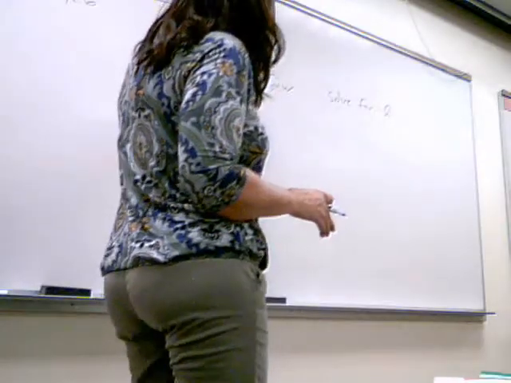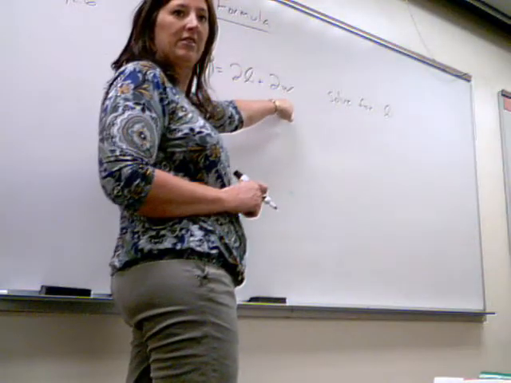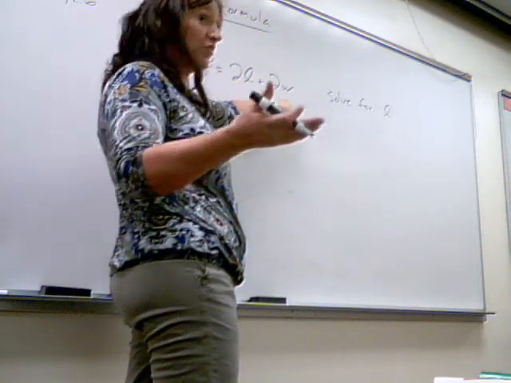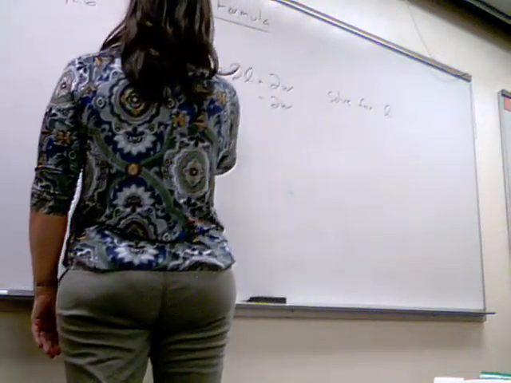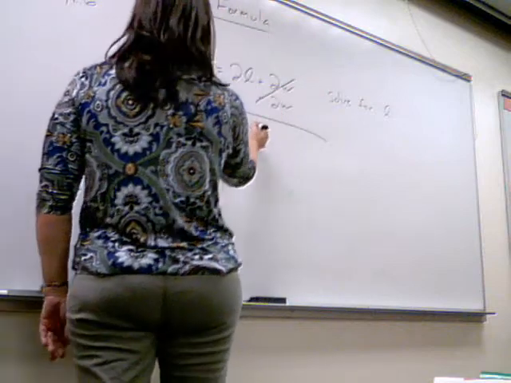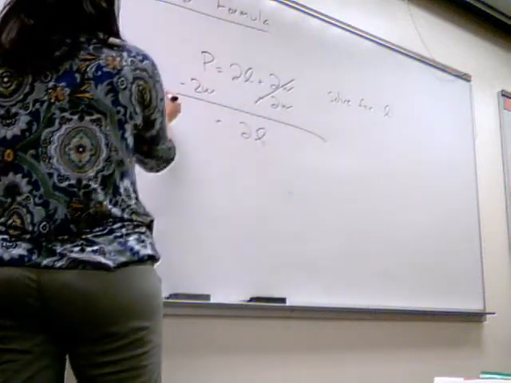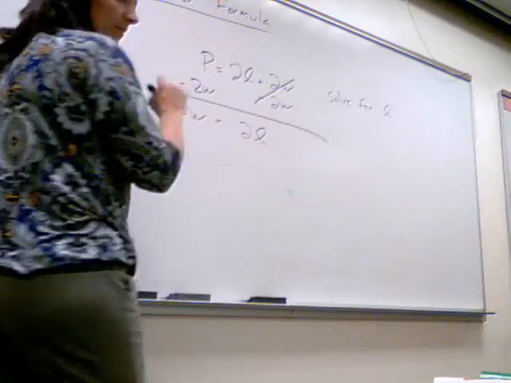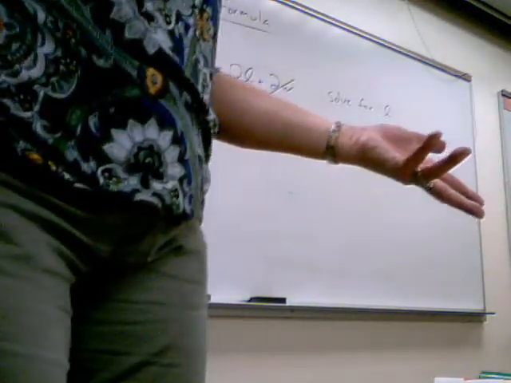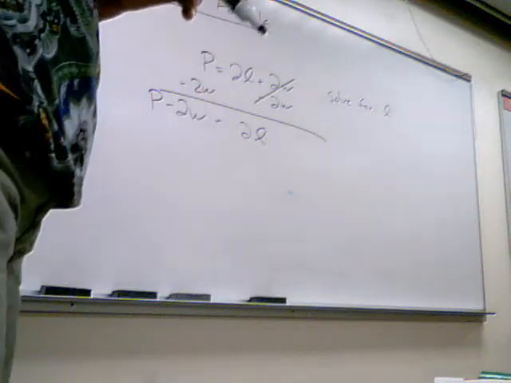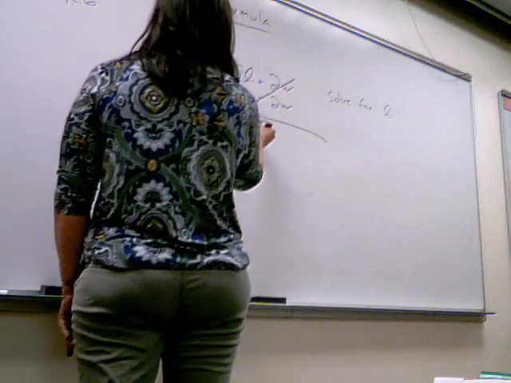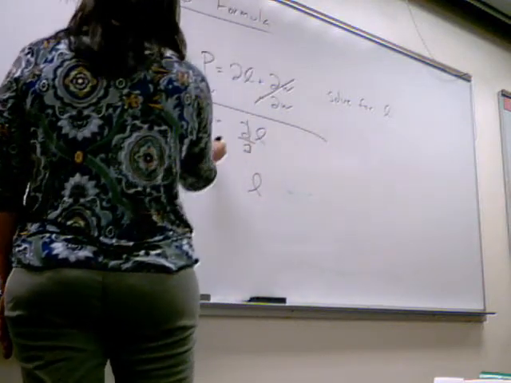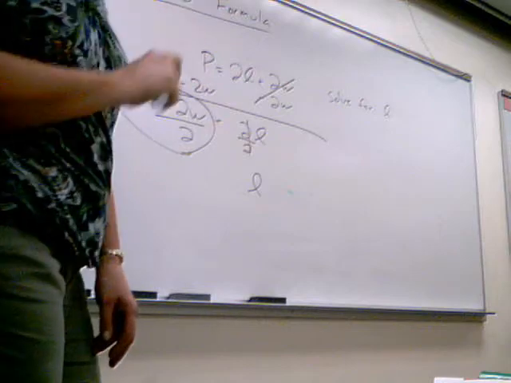I want to get L by himself, so I got to get rid of this. How am I going to get rid of that? Subtract it, right? So if I subtract 2W, I'm going to subtract 2W here. Okay, that leaves me with 2L over here. What do I have over here? Well, I have P minus 2W. I can't really combine that at all, right? Now what? Divide by 2. Okay? So then L is going to equal this whole mess right there. And it looks really weird, but that's good.